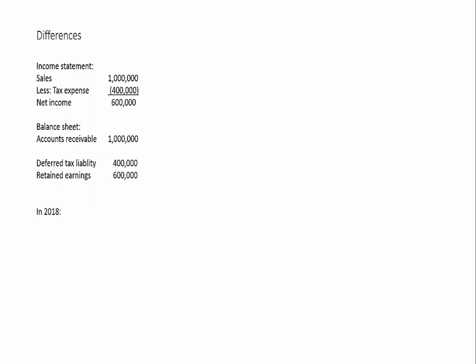Finally, in 2018, let's assume that we don't engage in any additional earning activity, so no more business. At the end of the year, we're going to have to give the government $400,000. That's, again, the tax rate of 40% times the $1 million of taxable income based on the cash we collected. We're paying off our deferred tax liability, but there's no tax expense this year. Again, this entry is for financial accounting purposes. For financial accounting purposes, there was no revenue this year. Therefore, there will be no tax expense.